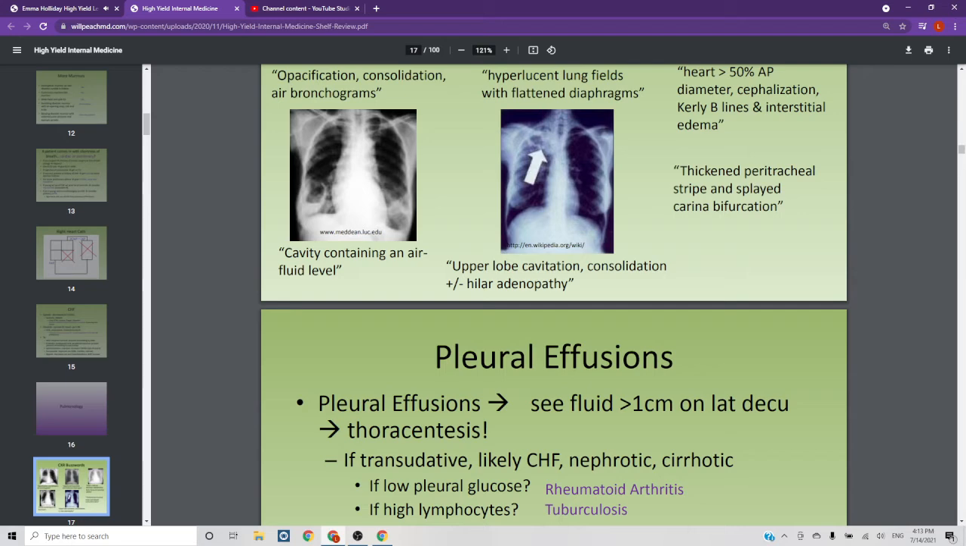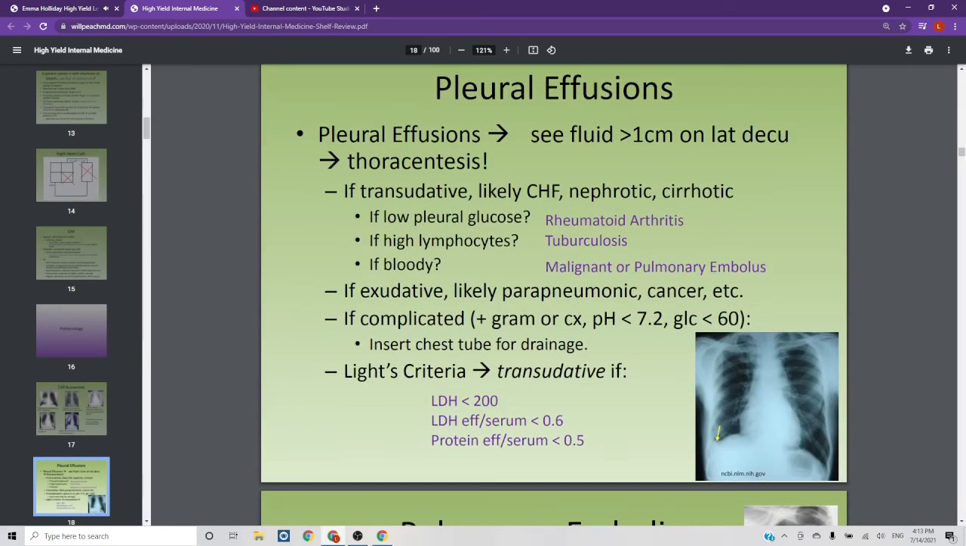All right, pleural effusions. So remember, if you see more than a centimeter on your lateral decubitus x-ray, you tap it so you can see it. And please, please, please know the difference between transudative and exudative effusions. So if it's transudative, remember the causes are more likely systemic. They're big picture diseases. CHF, nephrotic syndrome, or cirrhosis can cause transudative. Some other random buzzwords, if it's transudative and also has low glucose.